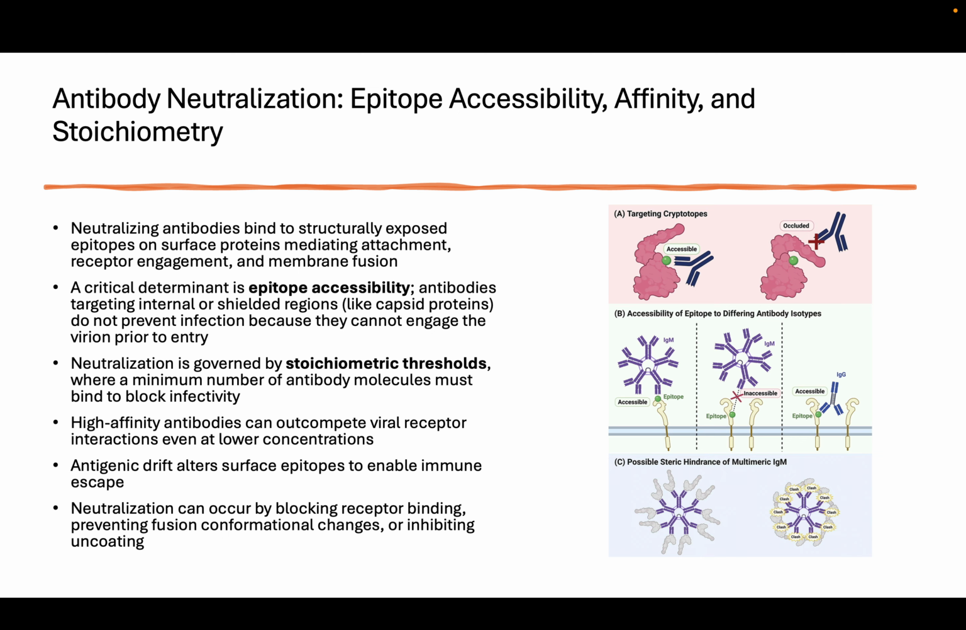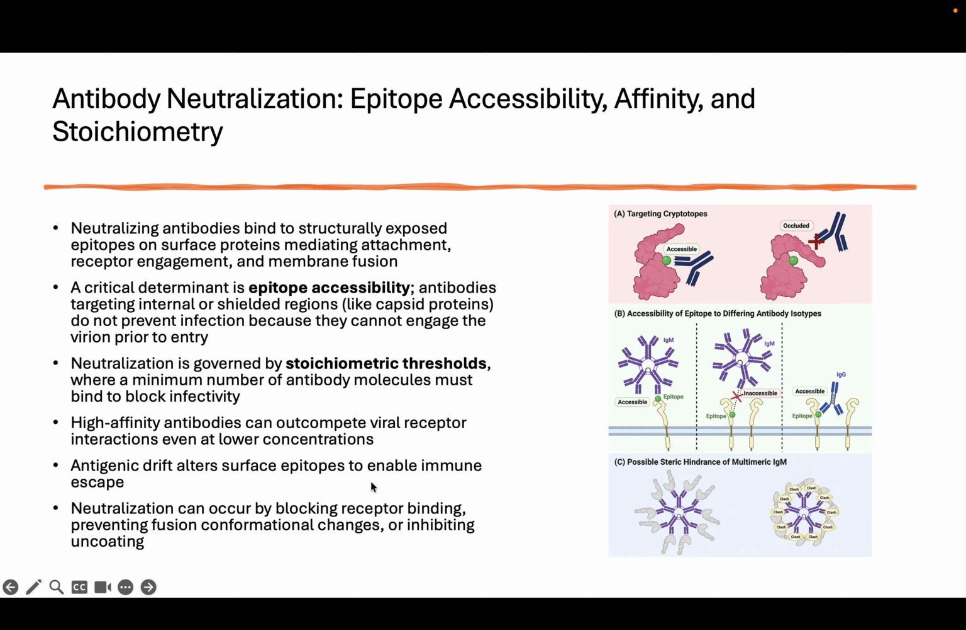If you now have, let's say, 3 antibodies binding to it, there are 7 that are still accessible and can do infection. But if you now have 6, you only have 4 available, so now it's not able to. And that's stoichiometric thresholds. It's the minimum number of antibodies needed to block infectivity. And of course, this all comes down to high affinity. So having high affinity really helps the stoichiometric thresholds.